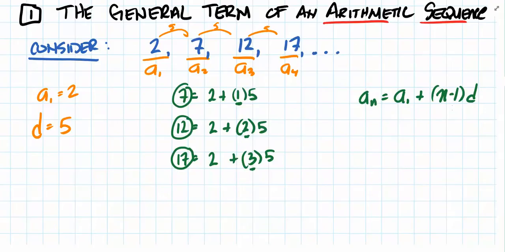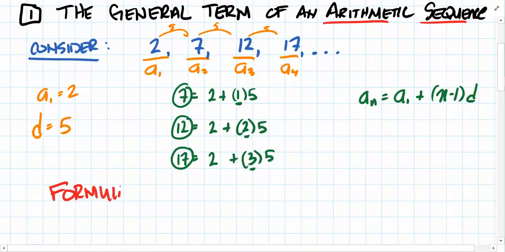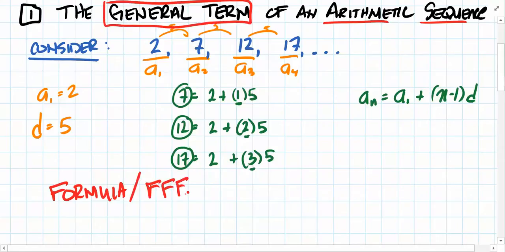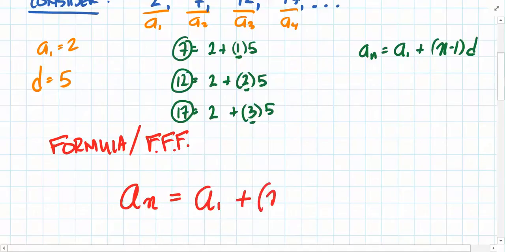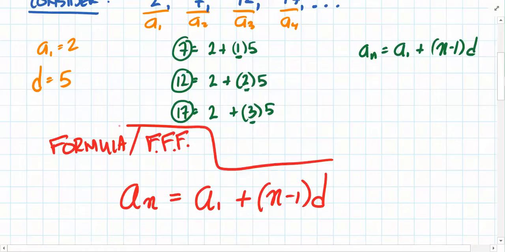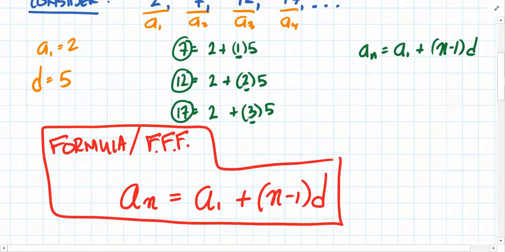So we want to write this down. This formula is called the general term, or I like to call it the fast forward formula. So I call this the FFF, the fast forward formula. It says that any term that you're looking for in the sequence can be defined by the very first term plus n minus 1 differences. This is very, very important, and we want to make sure that we have this down in our notes.